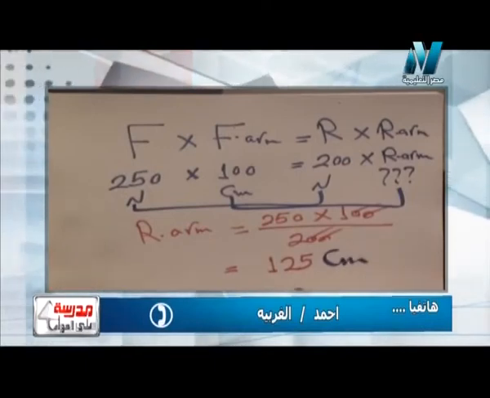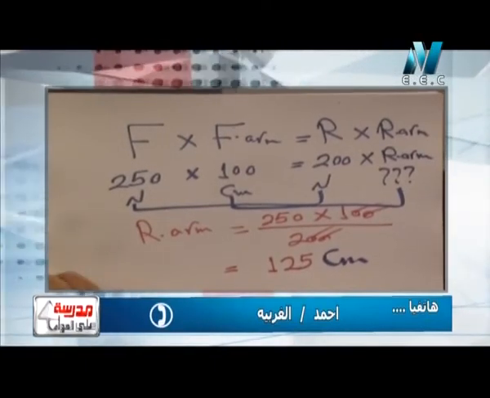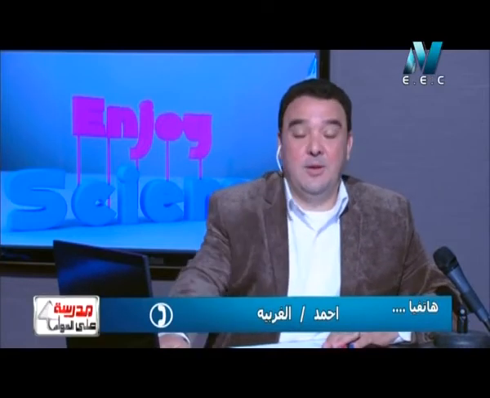Surely it will be 125 centimeters. Excellent, Ahmed. You have answered the most difficult questions this episode, the levers problem, and also the question of what happens if we replace the tungsten with the iron element. Thank you, Ahmed, for your participation, and wait for us today. We have many interesting and important questions at the same time.